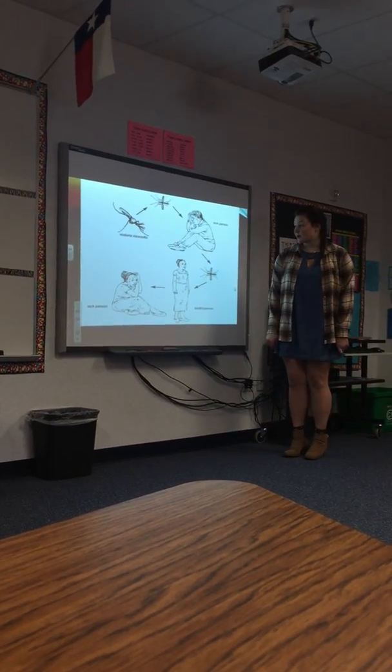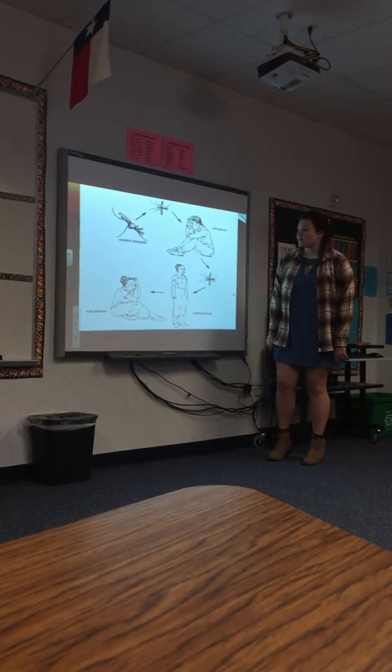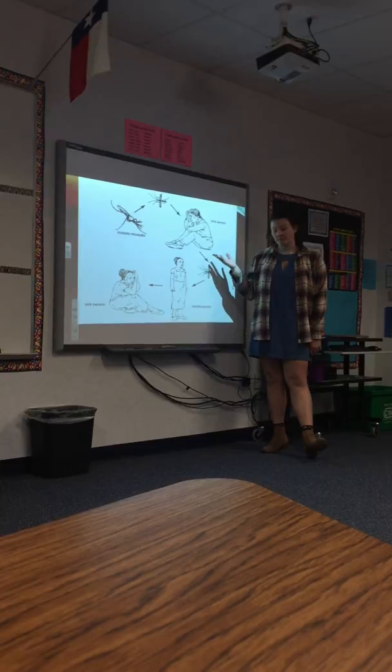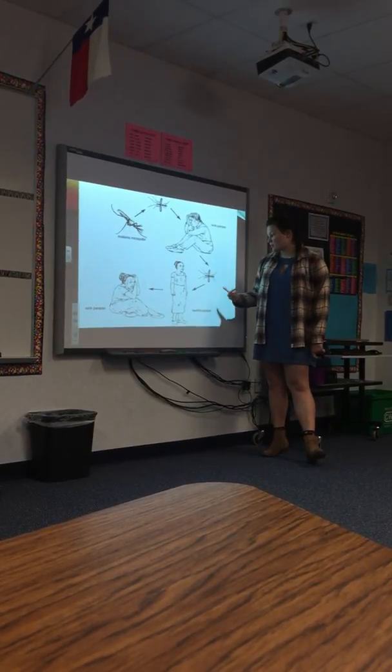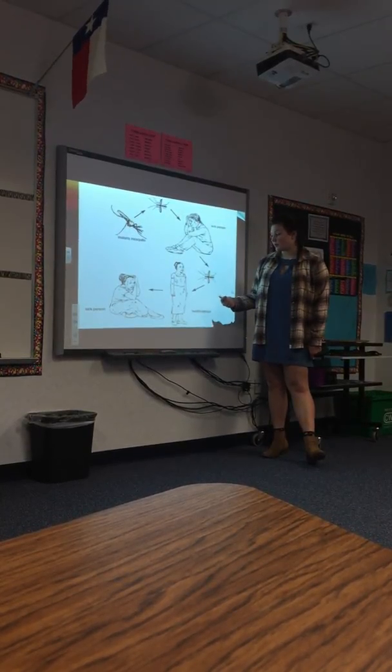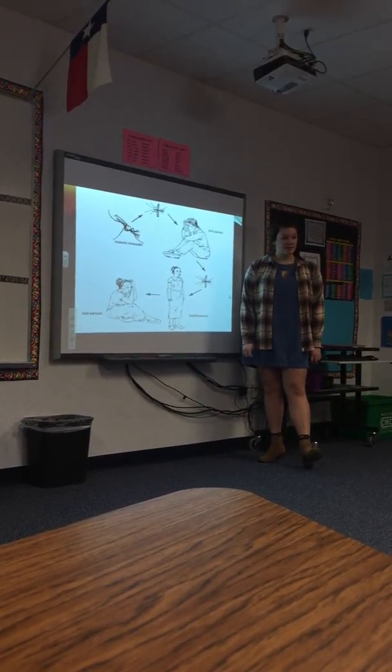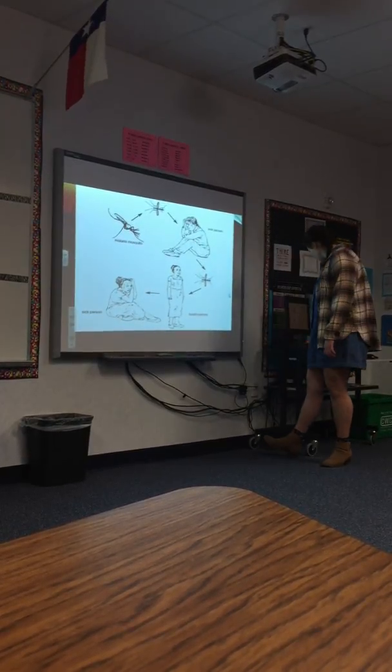Here is a diagram of how this works. You have the uninfected mosquito that bites someone who has malaria. So now the mosquito has the malaria parasite. It bites someone who is healthy, and then they become sick with malaria.